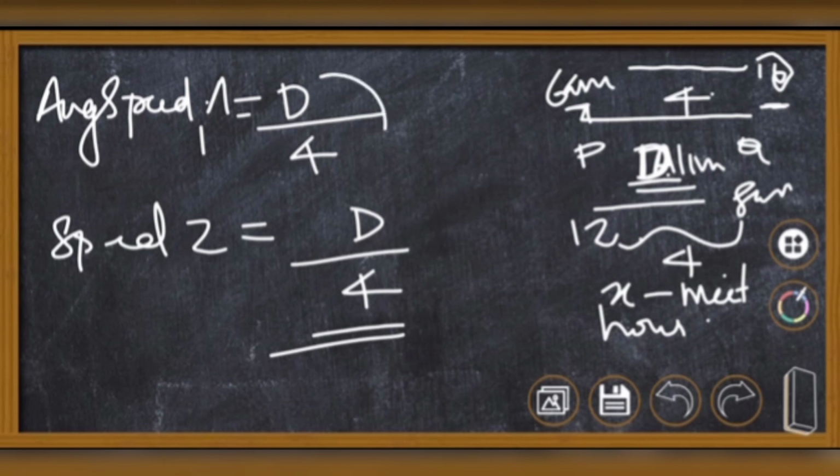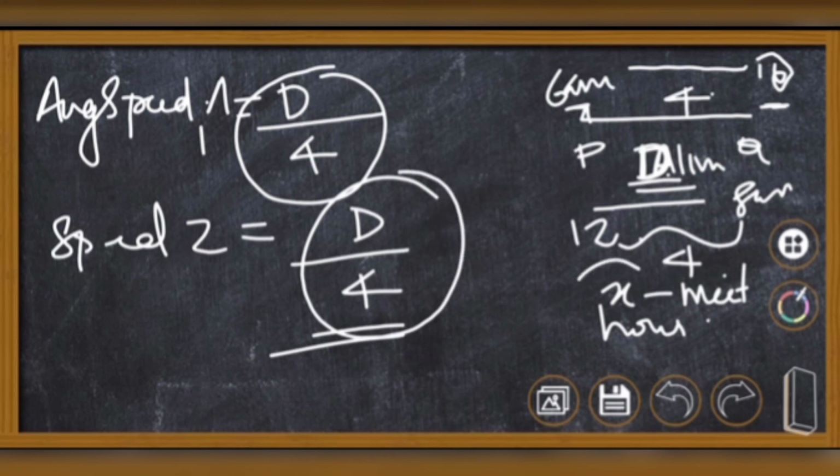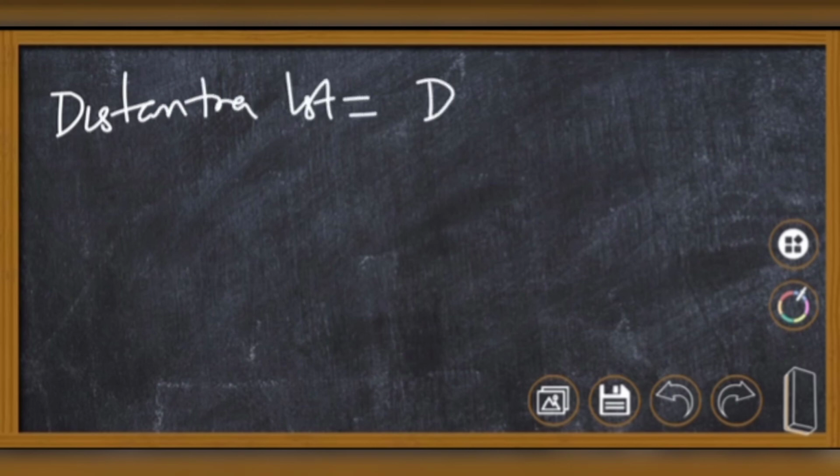Now we have seen that after x hours these trains or these persons are going to meet at some point. So what will be the distance covered by the first train after x hours? That will be speed into time. We have seen that the speed is d divided by 4, and the time is x hours. After x hours they will meet, so d by 4 into x.